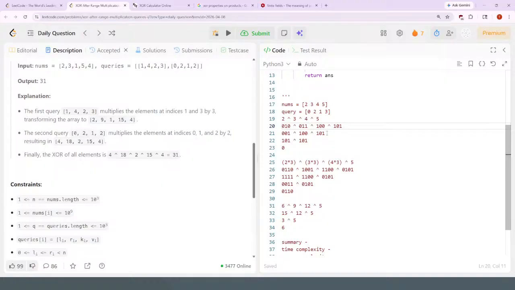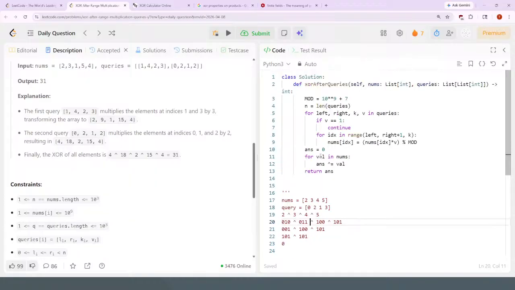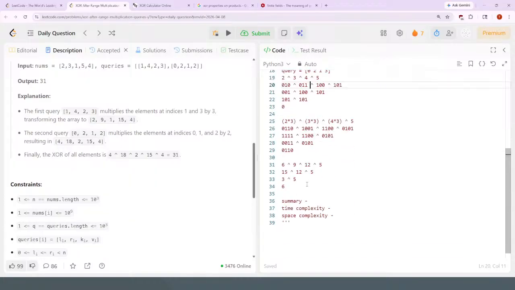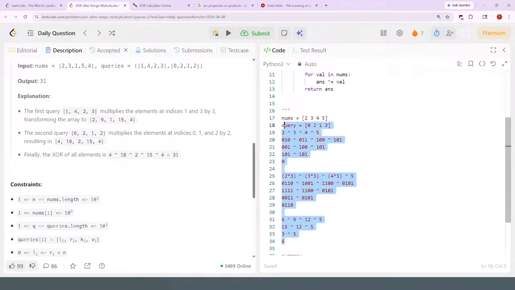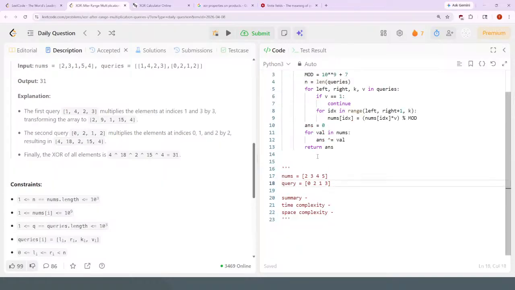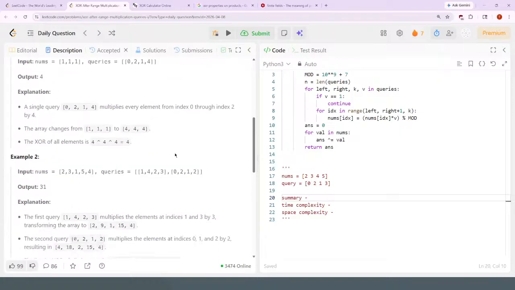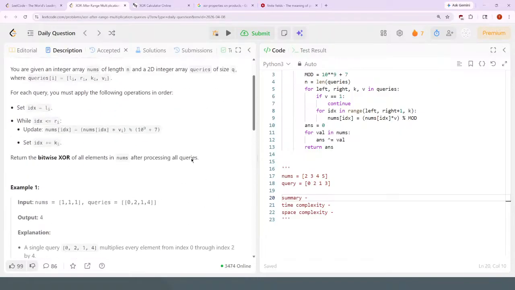Oh my gosh. Multiplies the element indices 0, 1, 2 by 2. I'm not smart enough for this. It's not obvious enough for my little brain. Okay, anyways.